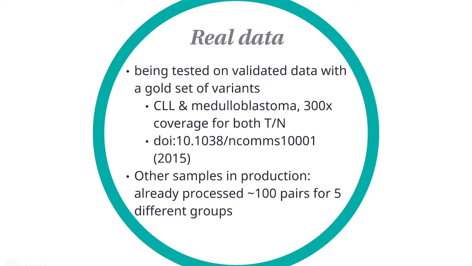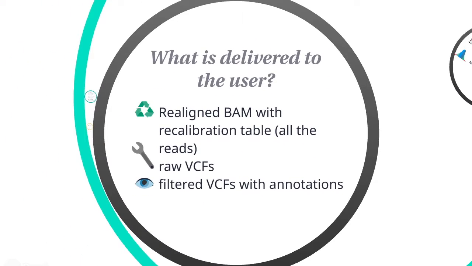Besides these projects, the cancer pipeline has already processed about 100 pairs for 5 different research groups. And the important thing is what are the files that are delivered to the users. Similarly to the whole genome samples we are providing the realigned BAM files with the recalibration table.